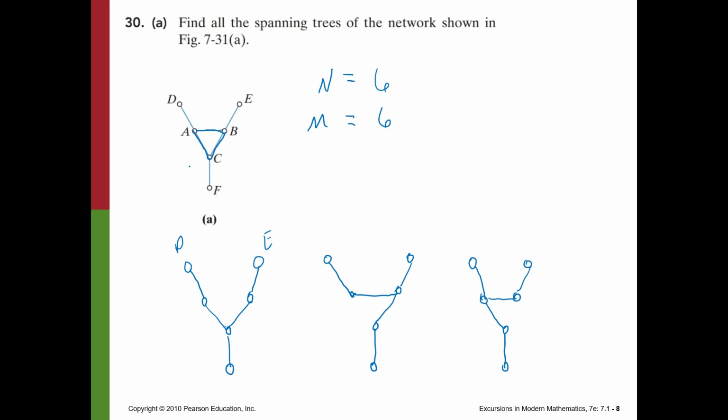So we had a circuit that had three edges. We could remove any one of the three edges. AB we removed here, AC we removed here, and BC we removed here, and we end up with only five edges. 1, 2, 3, 4, 5. We removed an edge each time, and so we're a tree, and we're good.